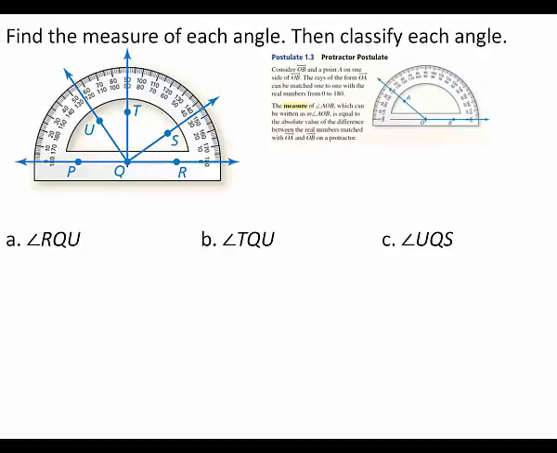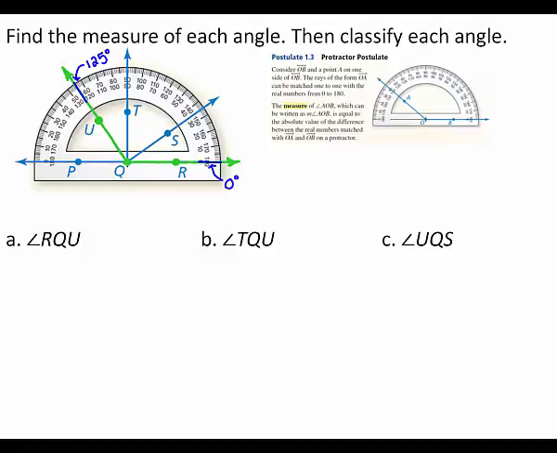of an angle is equal to the absolute value of the difference between the real numbers matched with the two rays on a protractor. In Part A, to find the measure of angle RQU, first locate angle RQU on the diagram. Now, ray QR lines up with 0 degrees on the inner scale of the protractor, and ray QU lines up with 125 degrees on the inner scale of the protractor.